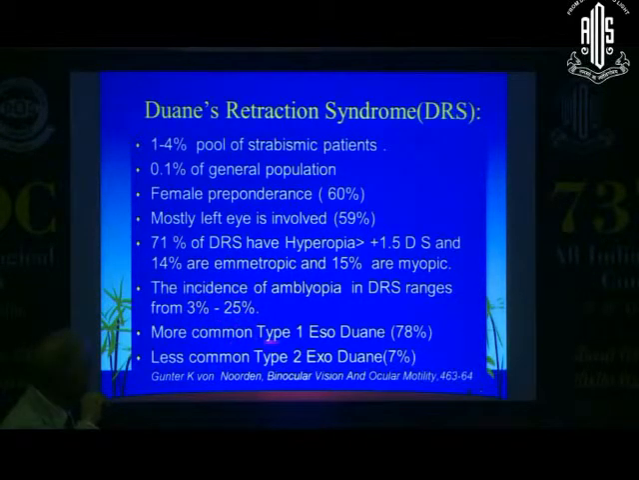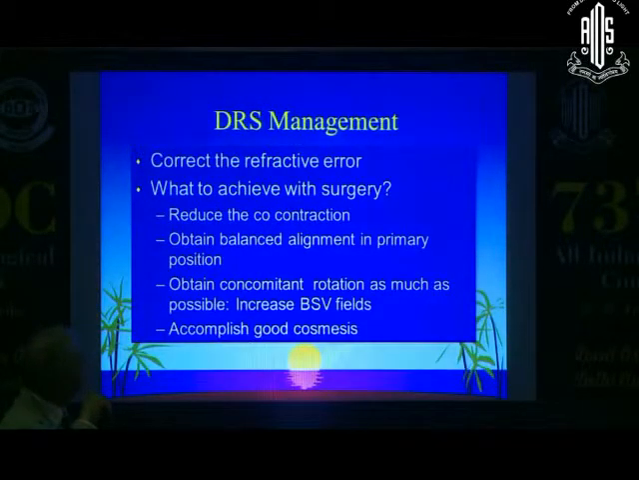The more common type is the ESO-Duane, 78%. Less common is the exo-Duane's at 7 or 8%. And sometimes there will be ortho-Duane, which will be much more difficult to handle. How do we manage these cases? Correct the refractive error first of all, and correct the amblyopia which may be associated because of that. Otherwise, they have an abnormal head posture which is giving them an alignment.